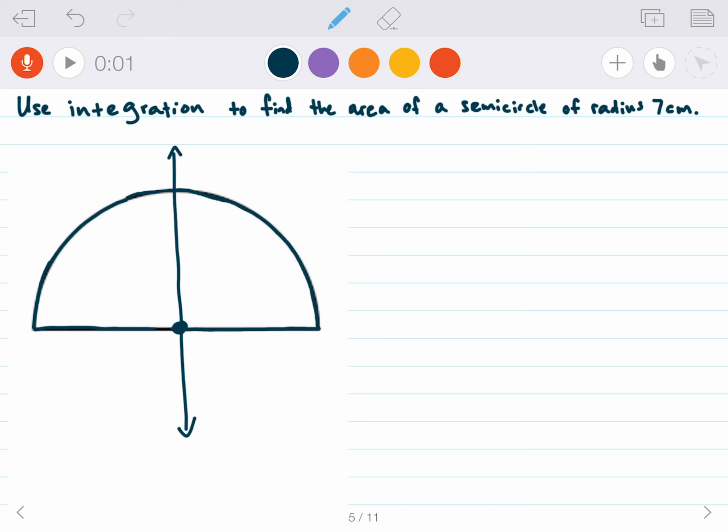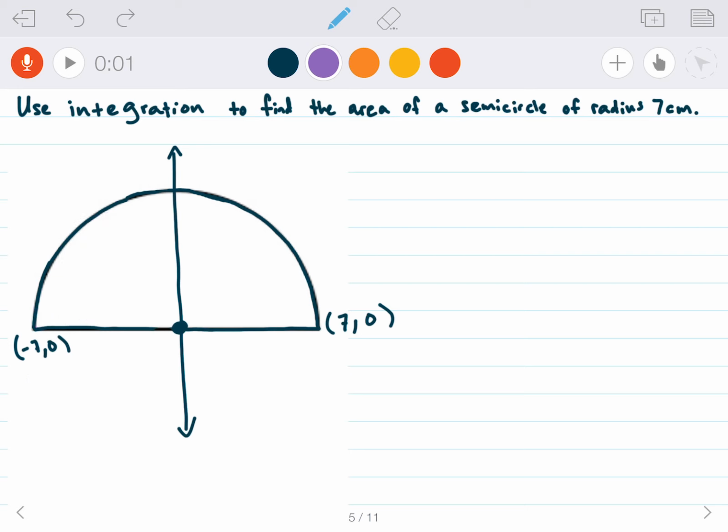So this could be 0, 0, the middle. And then this point right here could be negative 7, 0, and this point could be 7, 0. Circle of radius 7. So how are we going to do this? What we're trying to do is sum up all these infinitely small rectangles from x equals negative 7 to x equals 7.